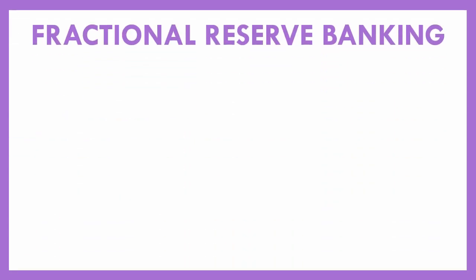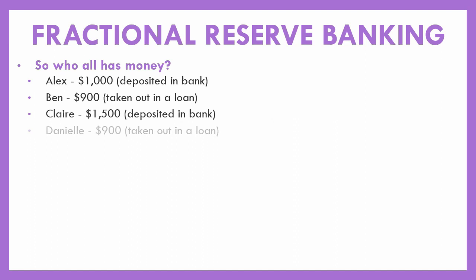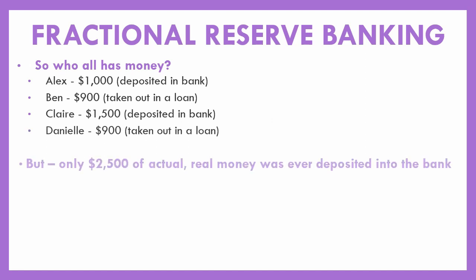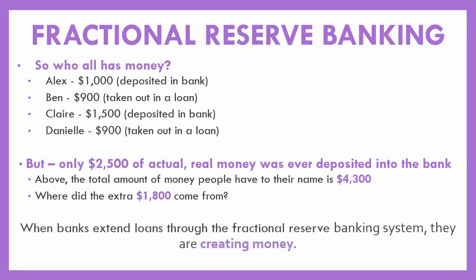So let's kind of take a look at everything that's happened in this story. Who all has money? Well, Alex had that $1,000, right? He originally deposited $1,000, $500 still at the bank, $500 he just took out for his car. Claire deposited $1,500 at the bank as well. That was her own money. Ben took out a $900 loan. Danielle took out a $900 loan. If we add all that up, we see that there's $4,300, but only $2,500 of actual real money was ever deposited at the bank. Yet we see $4,300 to the names of people. Well, where did that extra $1,800 come from?